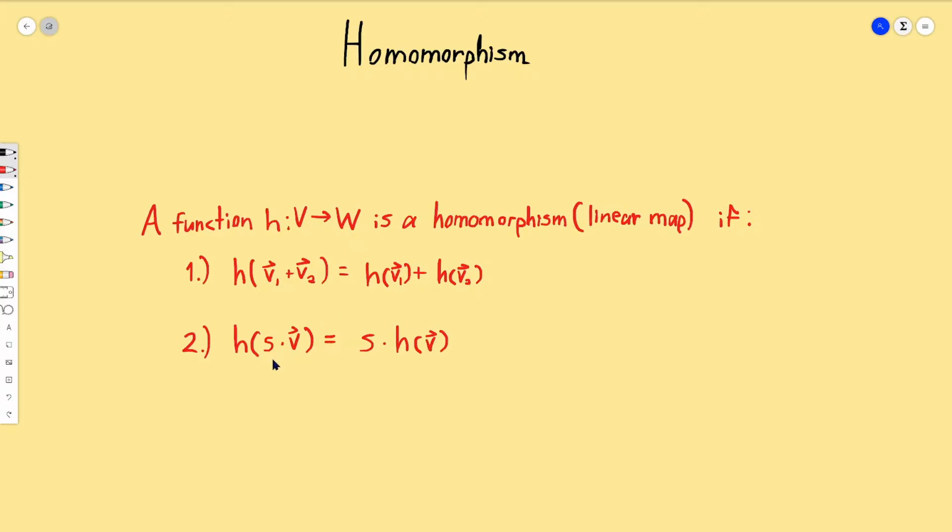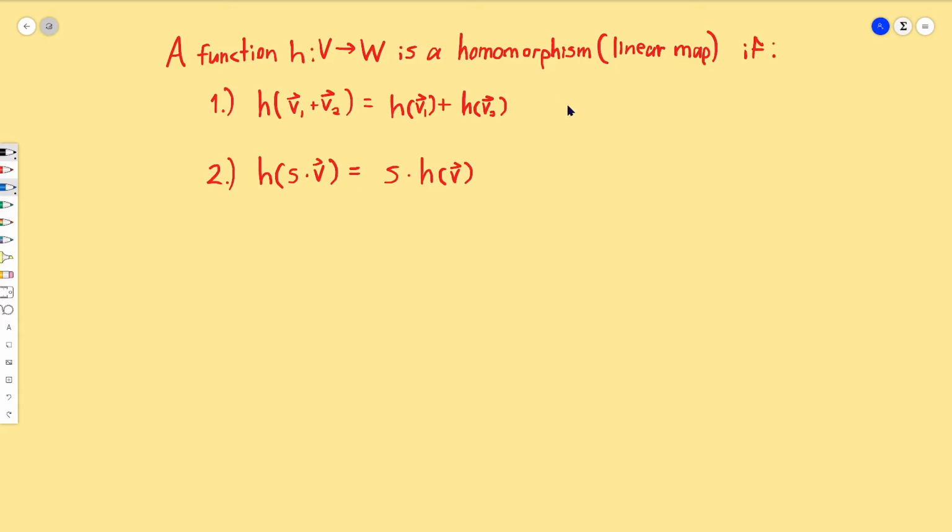Similarly, we have the preservation of scalar multiplication. So if I have a scalar s and I multiply some vector v in the domain space by that scalar, and then I apply the map to it, that's the same thing as first taking h of v and then multiplying it by the scalar. You can see there's a nice correspondence between the vectors in V and the vectors in W if they're related by a homomorphism.